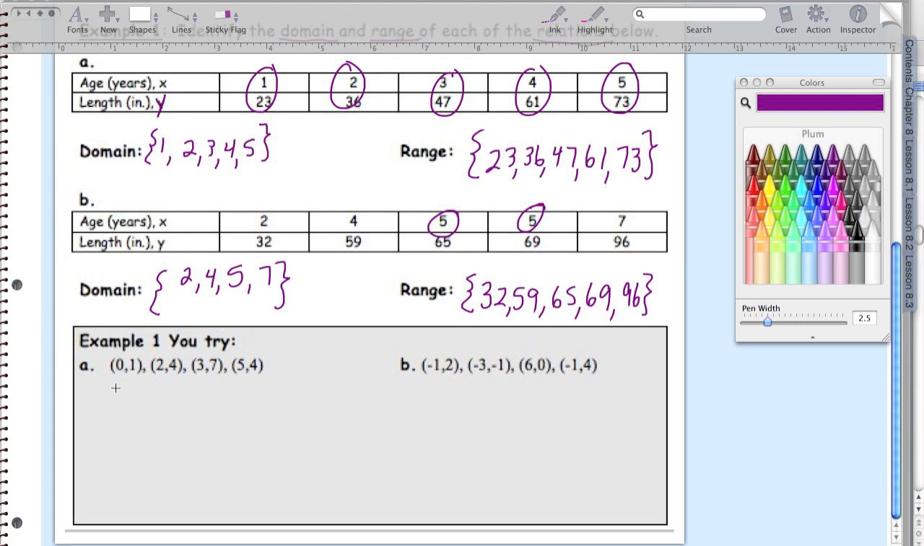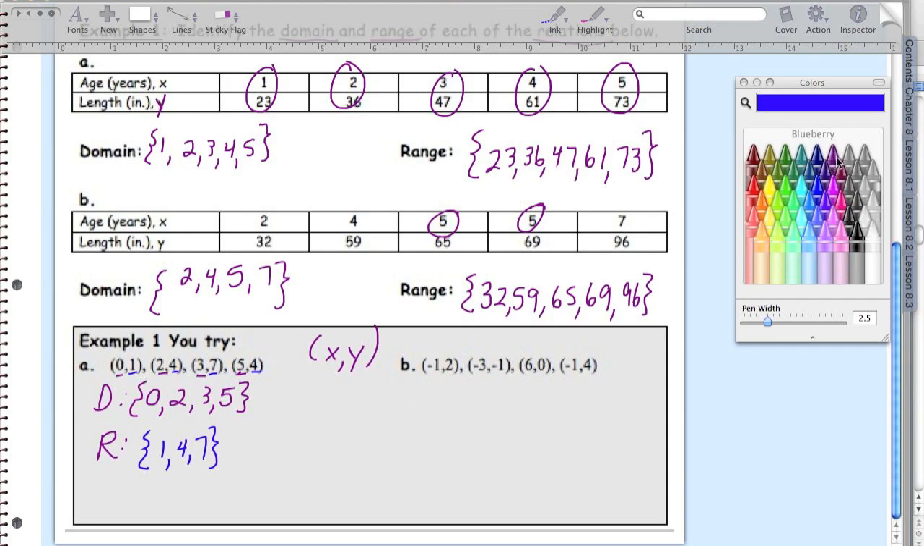So here's a you-try. We want to identify the domain and the range of these values. My domain is going to be all the x values, and we want to remember that an ordered pair or coordinate point goes x, y. It's alphabetical, if that helps you remember which is first. So my x's are 0, 2, 3, and 5. They're already in numerical order, so I don't need to change them around at all. 0, 2, 3, 5. My range, we'll use a different color, is going to be 1, 4, 7, and 4. Here we have a repeat, but like we saw above, we don't repeat it, we just write it once. So 1, 4, 7. And that's it.